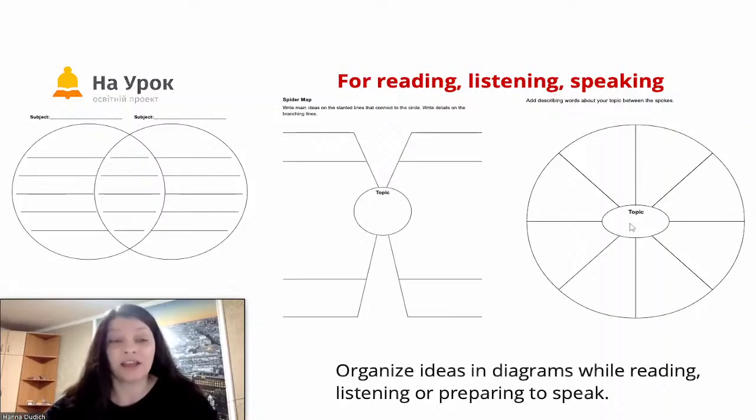So the idea is you draw two circles which overlap, and in the middle part, the students put all the similar ideas, everything which is similar between two people or two ideas or two things or whatever. And on those parts which are opposite, which do not intersect, they put the differences which they find between two people or two ideas that they are reading about.